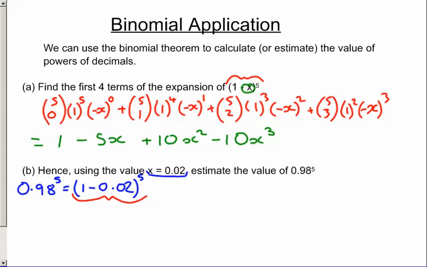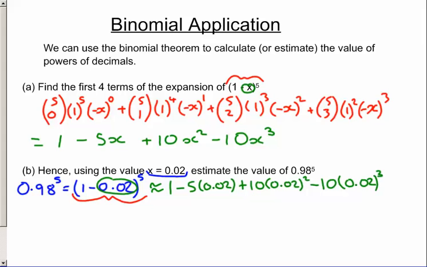We're not doing the whole thing, so it's an estimate, so it's approximately equal to 1 - 5 times 0.02 + 10 times 0.02 squared - 10 times 0.02 cubed. Now we can work each of these out.